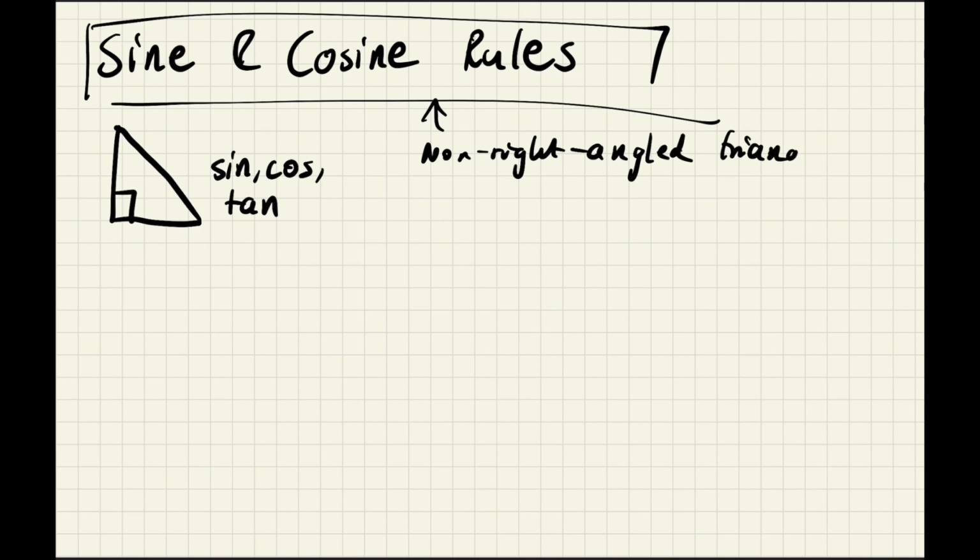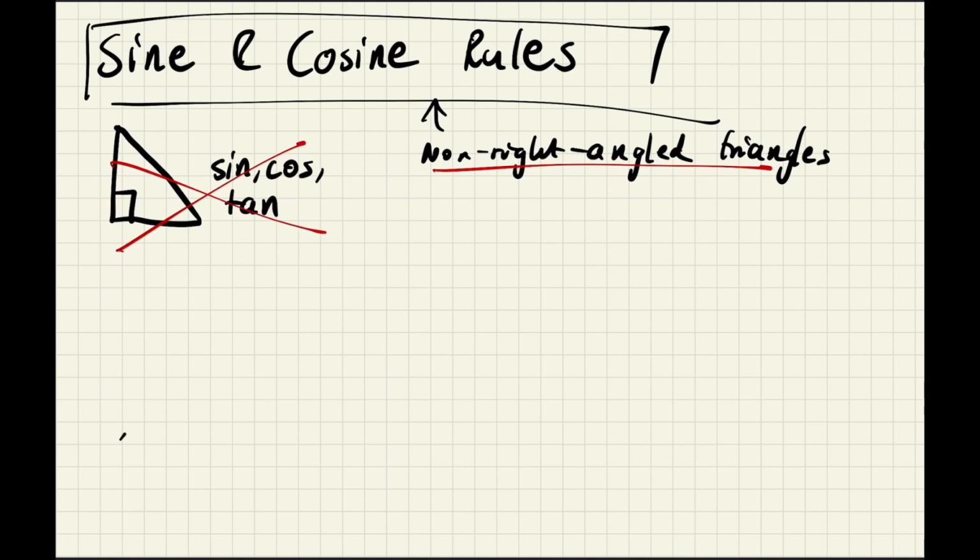If you have a non-right angled triangle and you need to find the size of an unknown side or an unknown angle, you cannot use these anymore. You need to be using your sine and cosine rules. So what are the sine and cosine rules and how do they work?